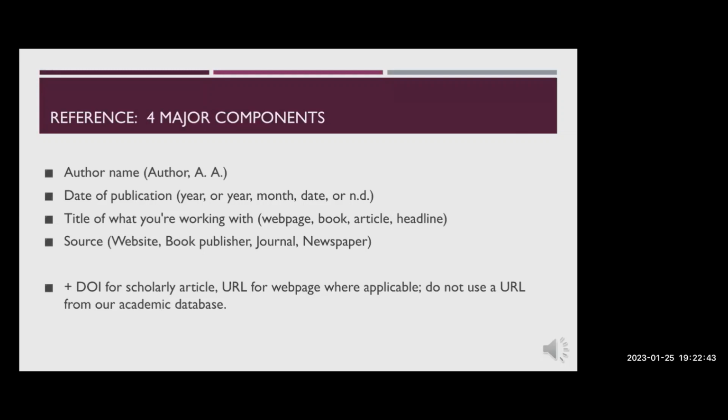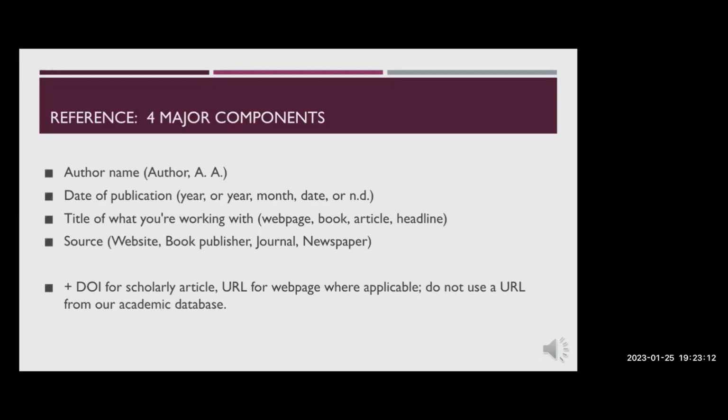And then the last major component that you have to have is some sort of source. So a source can be a website, it can be a book publisher, it could be the journal name, it could be a newspaper. And this is kind of the basic information. There's a little bit more, for example, to using a journal. And I'll show you an example of that. So there are a few little extra information bits you need to use.